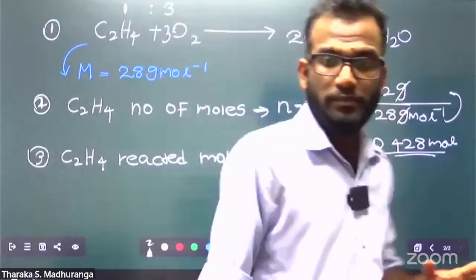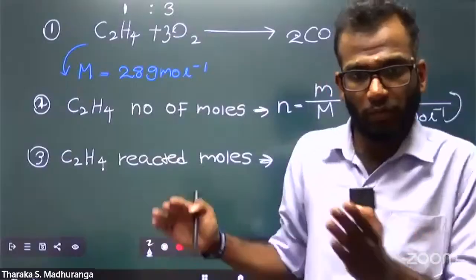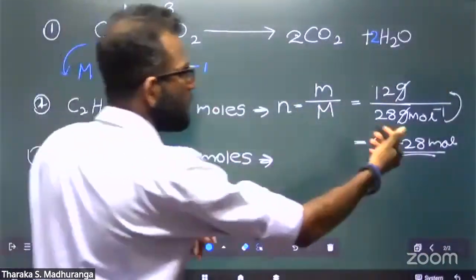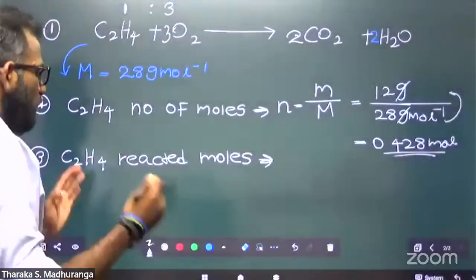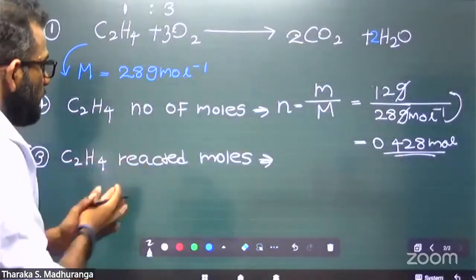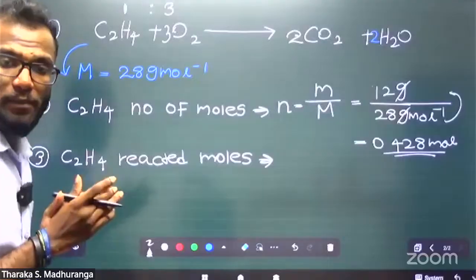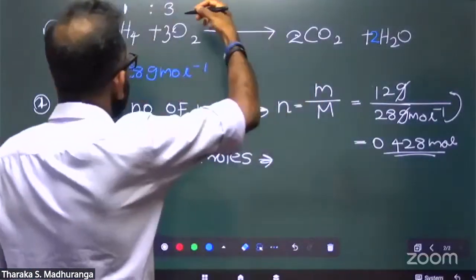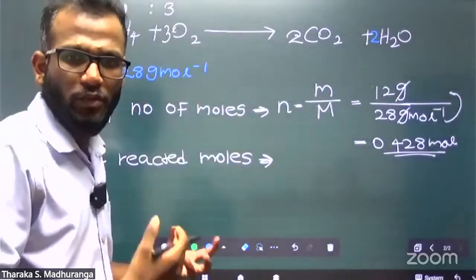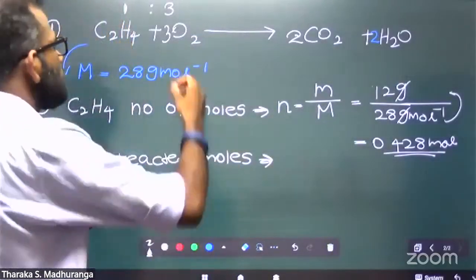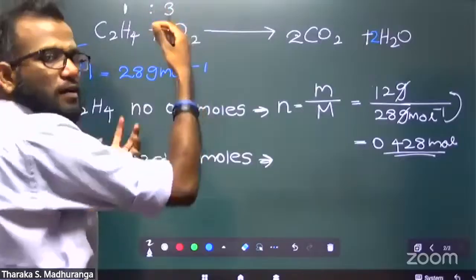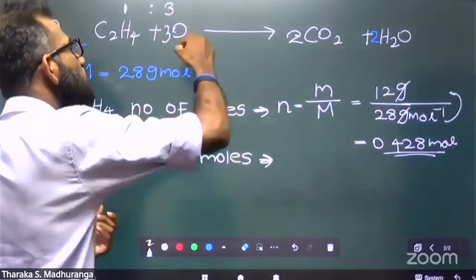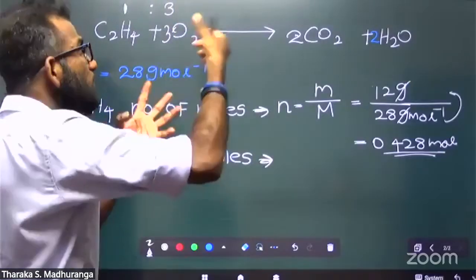Okay. Now the added amount of moles we found, the added number of moles, is 0.428. Now I want to get the ethylene reacted number of moles. What is the value? No need to consider the stoichiometric ratio or anything, because oxygen is always in excess.